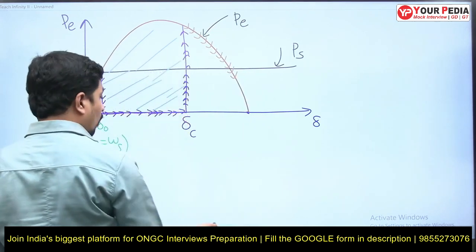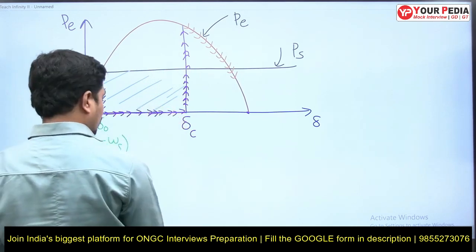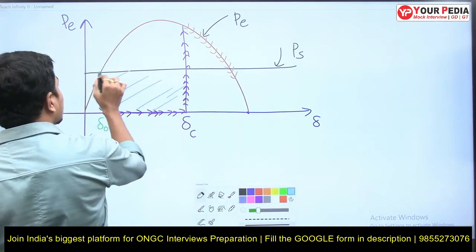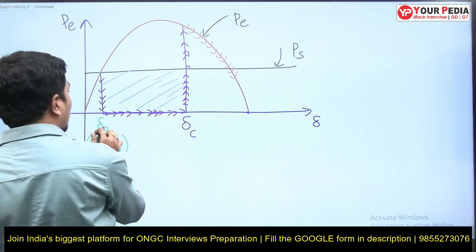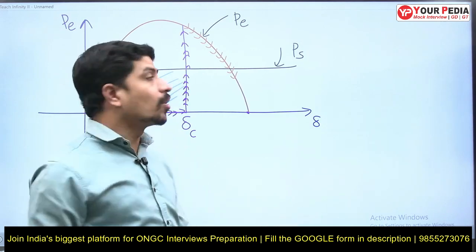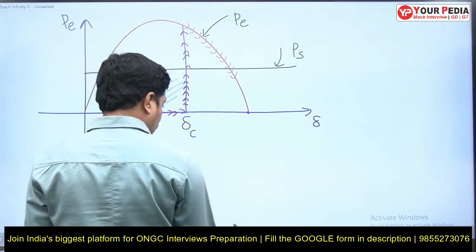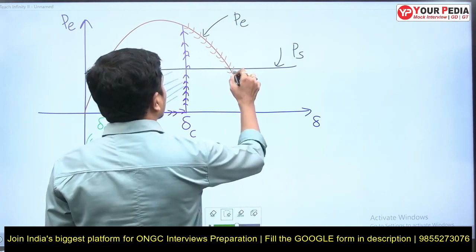In fact, we have to mark between PS and PE only. This black line is PS, and what is PE? From delta naught to delta C, the electric power output is 0. Something I marked here, let me change that.